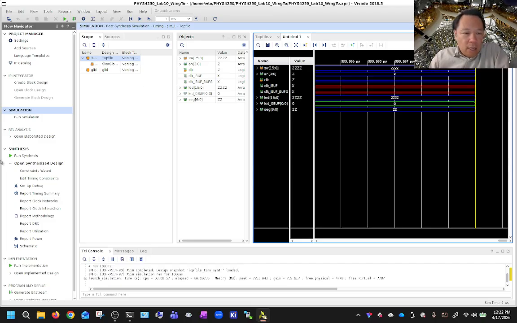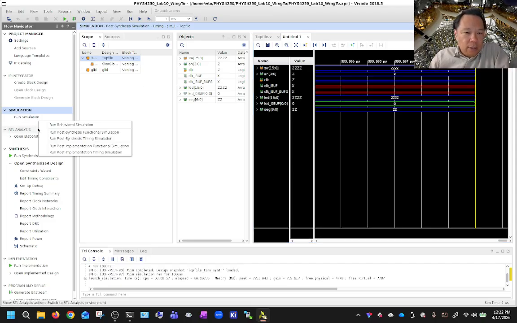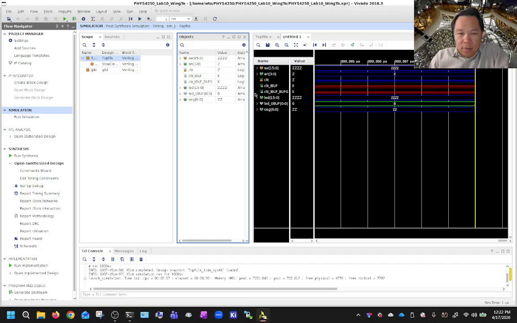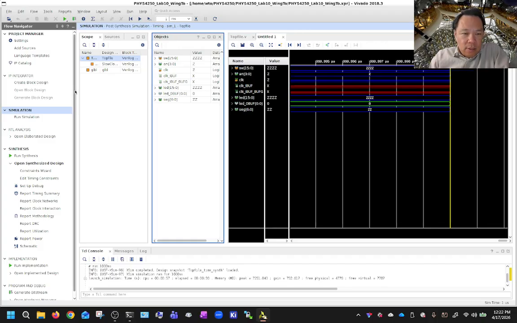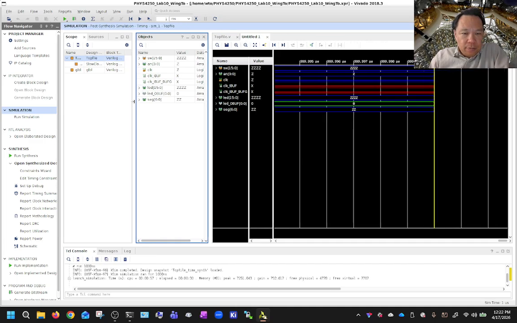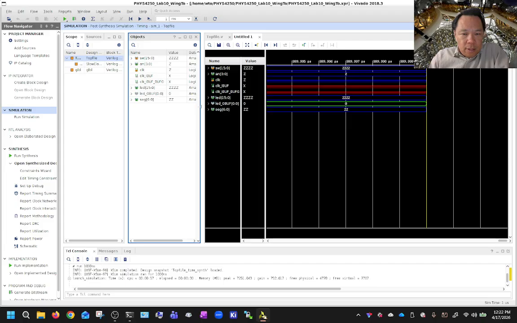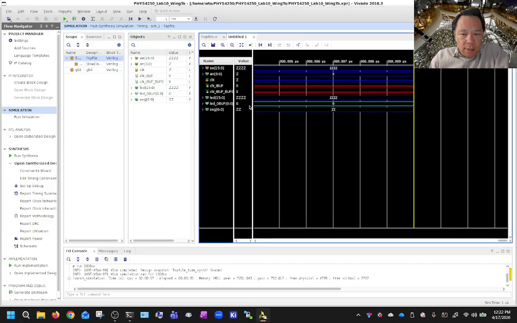After you run simulation, you click on post-synthesis timing simulation. You should get a window that looks like this. I'm going to make this a little wider, there's a lot of wasted space here. Okay, so what this is showing is basically the state of the signals as they go up and down.